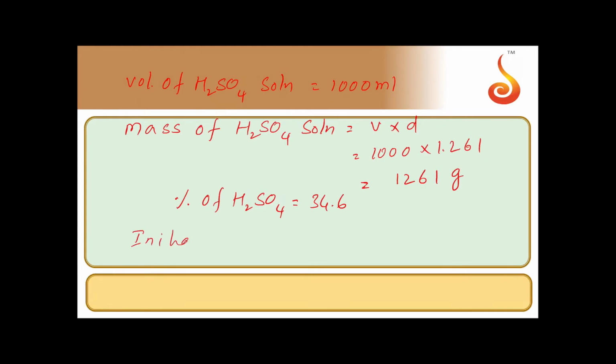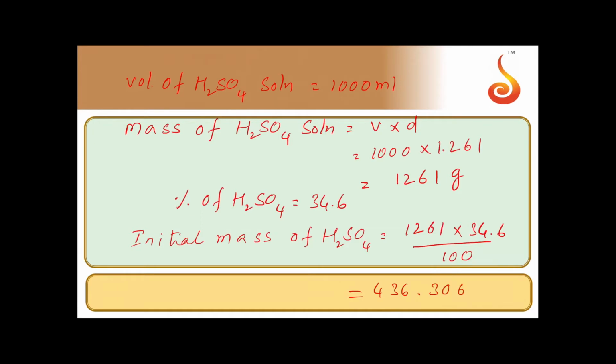So the initial mass of H2SO4 is equal to 1261 into 34.6 by 100. This comes to 436.306 grams. So this is the mass of sulfuric acid initially present, and 1261 is the mass of solution. From this we can find the mass of solvent also.